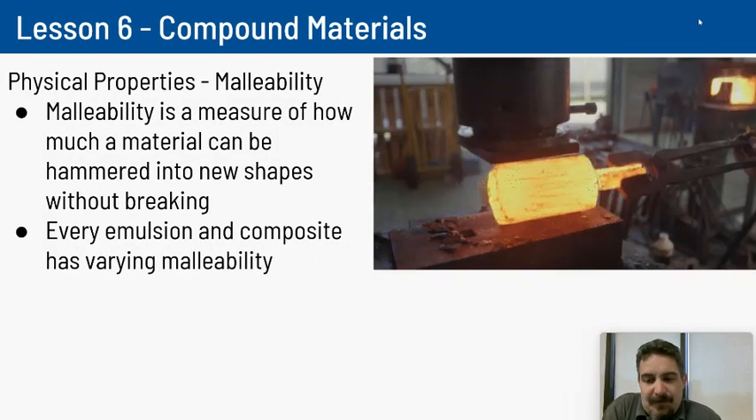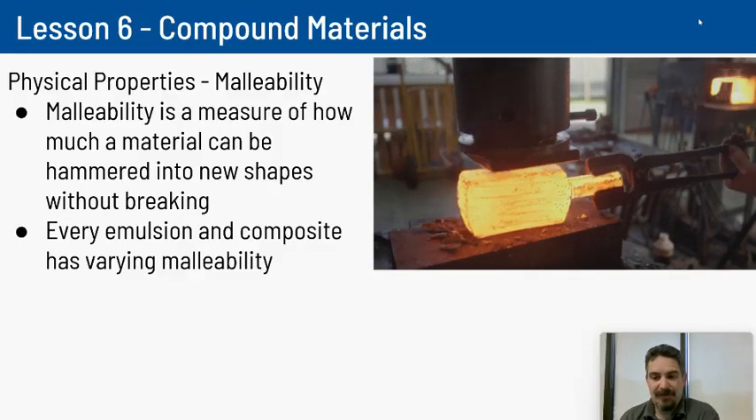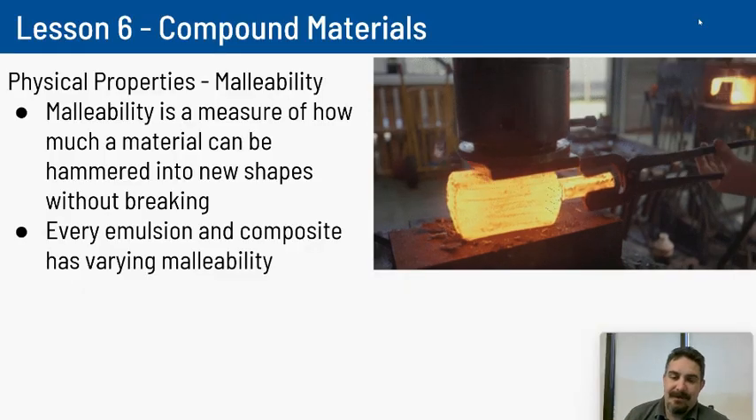And that's basically it. We covered these 6 physical properties, and we just want to see how you can use emulsions and composites to make even more materials than just the individual substances and compounds that we started with.